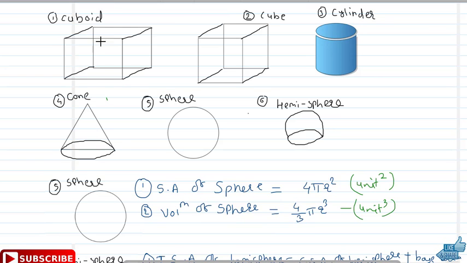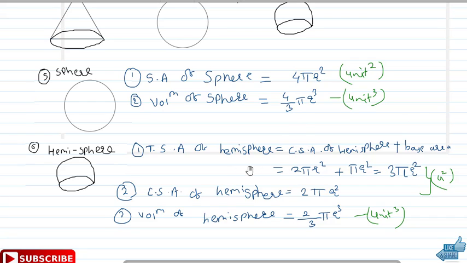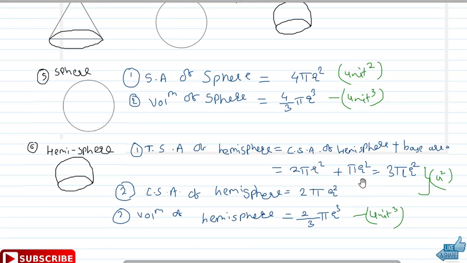For the sphere, surface area of the sphere is 4 pi r square and volume of a sphere is 4 by 3 pi r cube. For a hemisphere, TSA of a hemisphere is 3 pi r square and the CSA of the hemisphere is 2 pi r square, whereas the volume of the hemisphere is 2 by 3 pi r cube, and the unit is unit square for the area and unit cube for the volume.